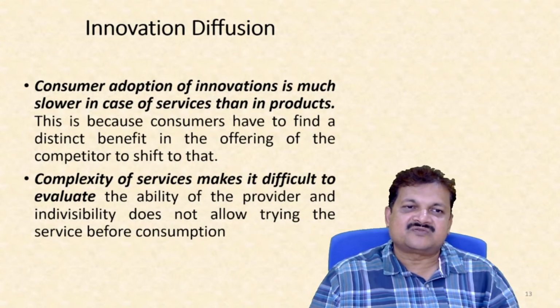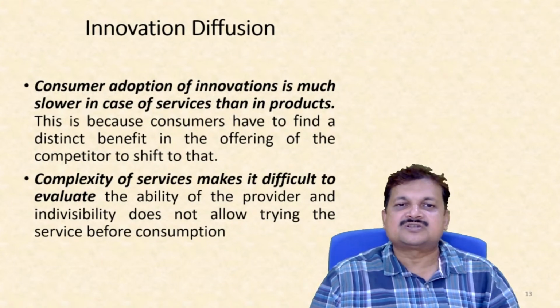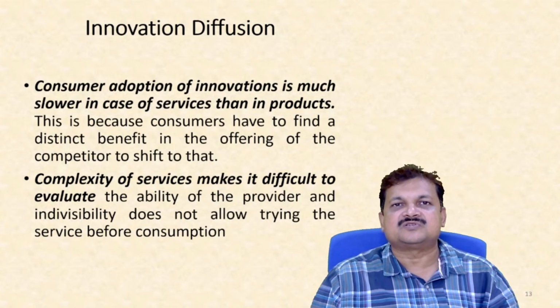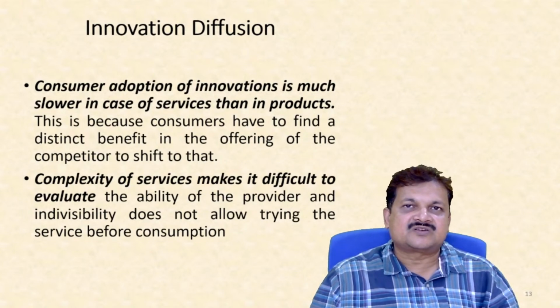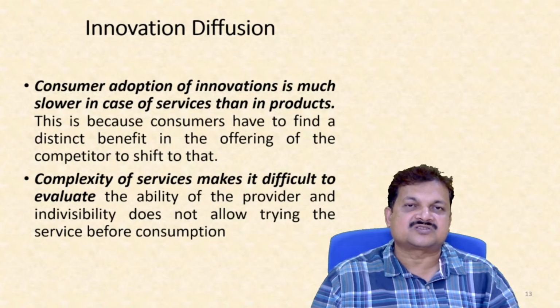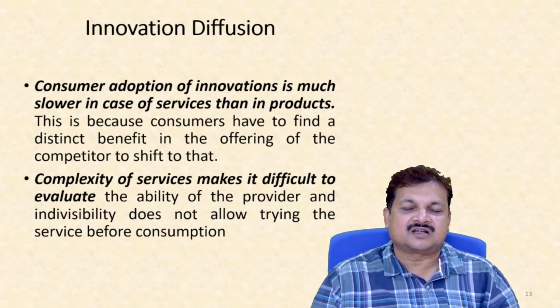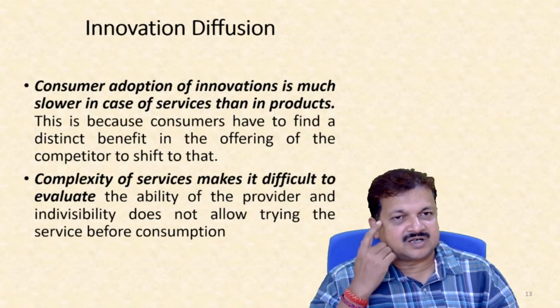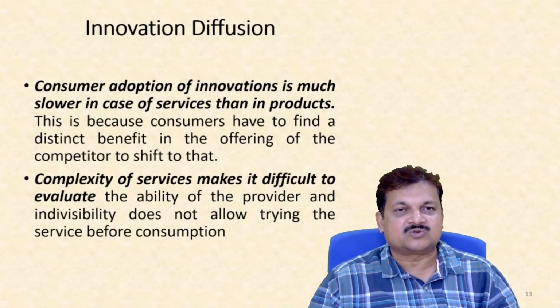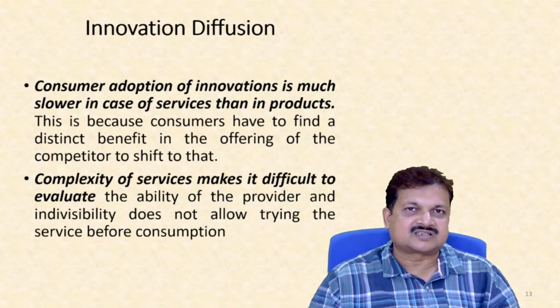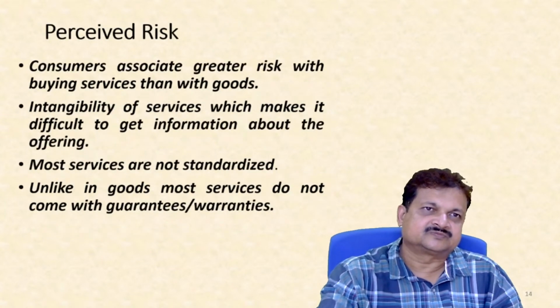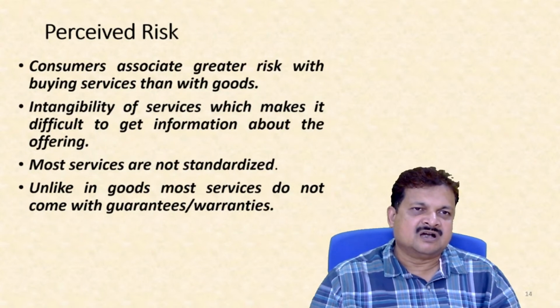Complexity of services makes them difficult to evaluate. The more complex the product, the more difficult the diffusion, because people must first understand what kind of product it is. More complex means higher price, and it is quite difficult for the customer to understand. For complex cell phone sets or complex TV sets, the acceptability will not be very high. For mediocre models that the majority of people can understand quickly, acceptability or diffusion is very high. Now, perceived risk.